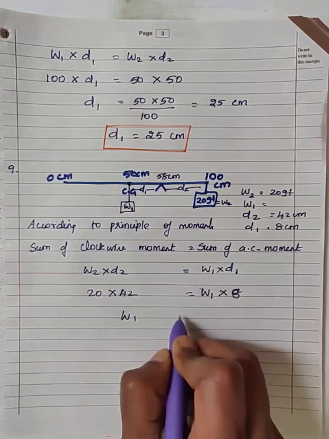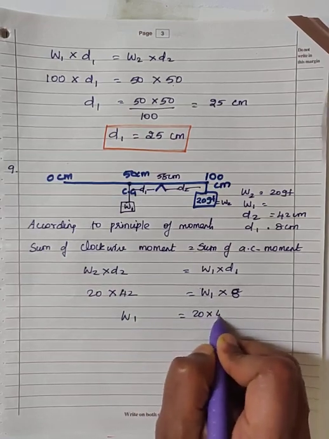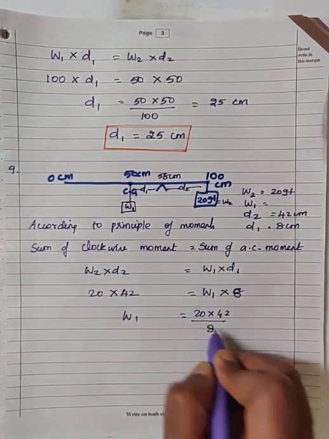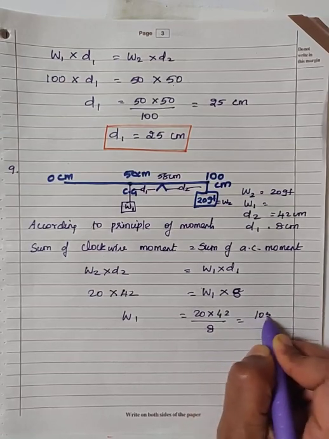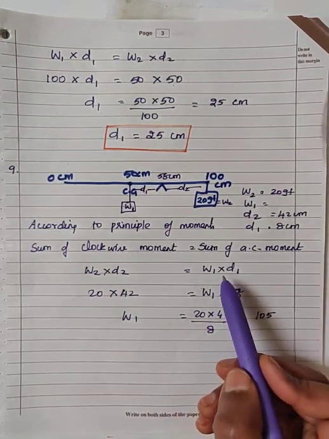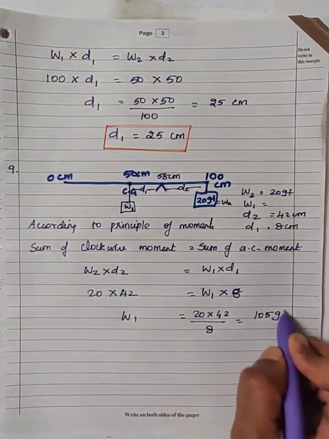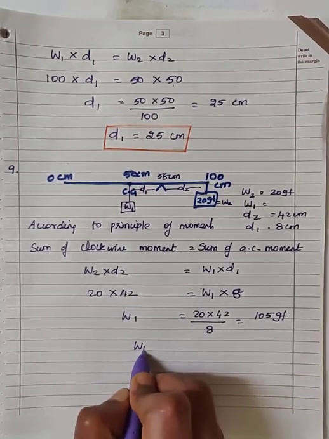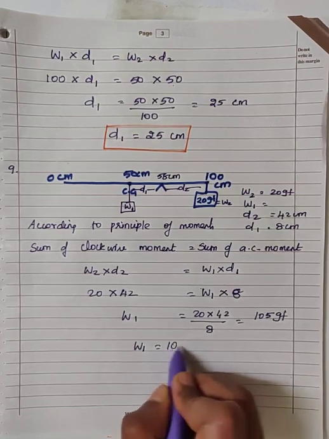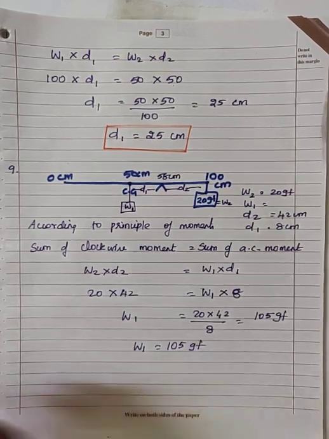From this, W1 is equal to 20 into 42 divided by 8, which is equal to 105. Since I have substituted W2 in gram force, W1 also you will get in the same unit, that is gram force. So the weight of the rule W1 is equal to 105 gram force.